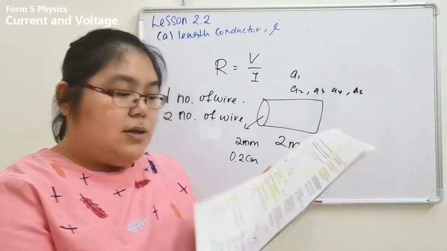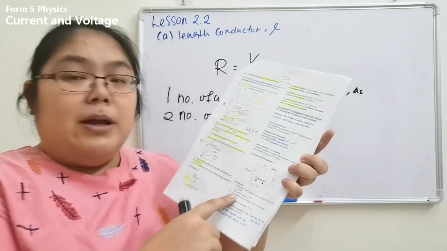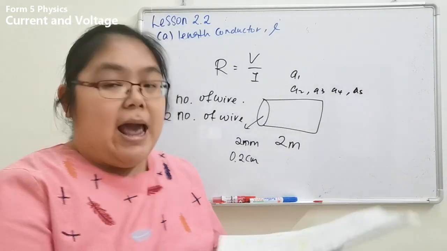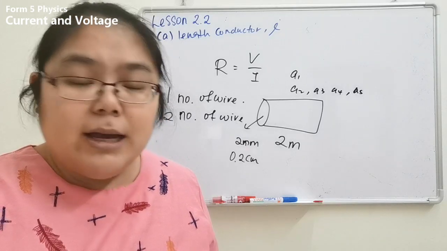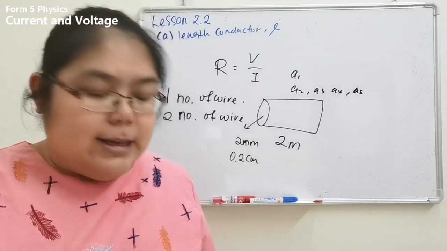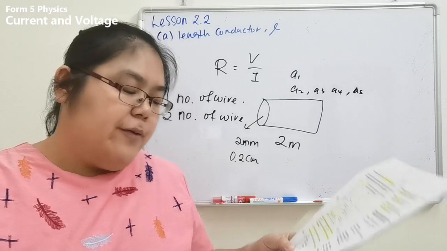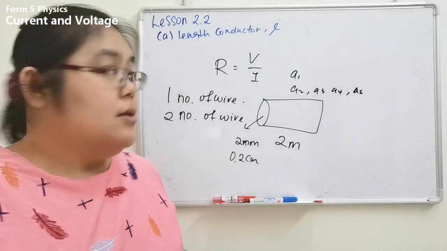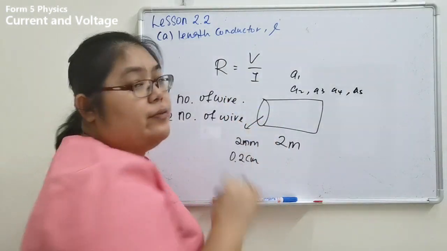So from here you just change how many cross-section areas you want to put, then switch on. After that, adjust the rheostat also, the same. The current must be 0.5. Then after that, record the voltmeter reading. Now you also want to find the resistance, also R equals V over I.